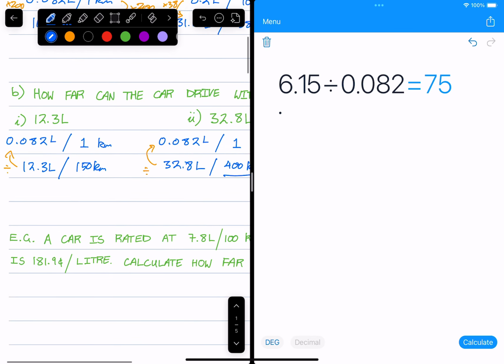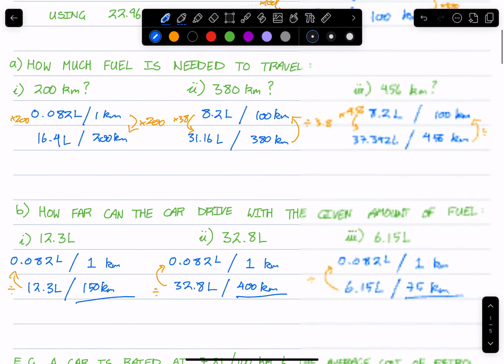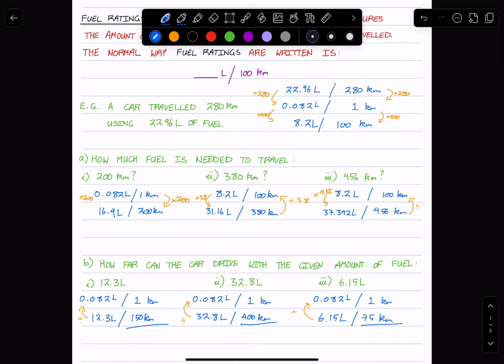Okay, so I hope that's given you an insight into fuel ratings. As you can see, if you're familiar with just working with rates, this is no different.